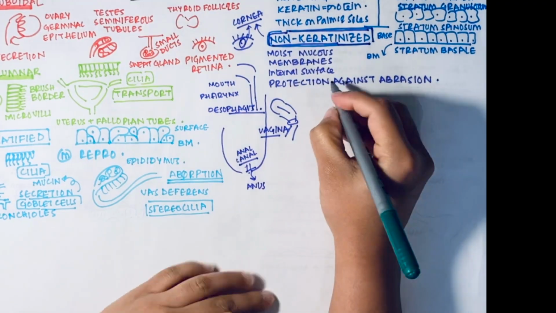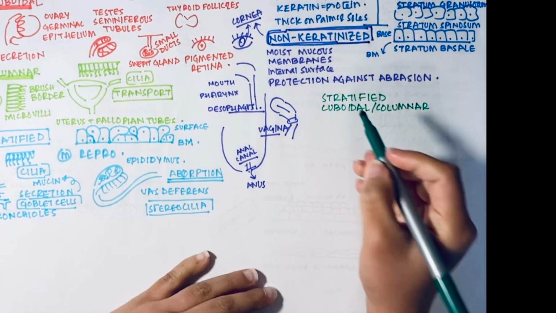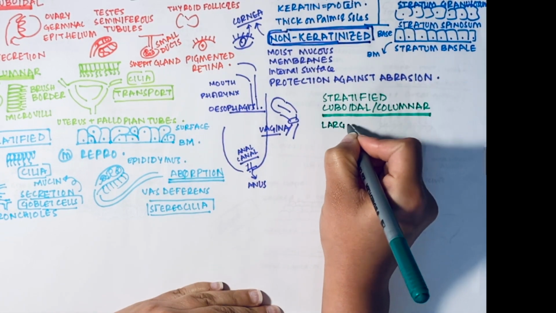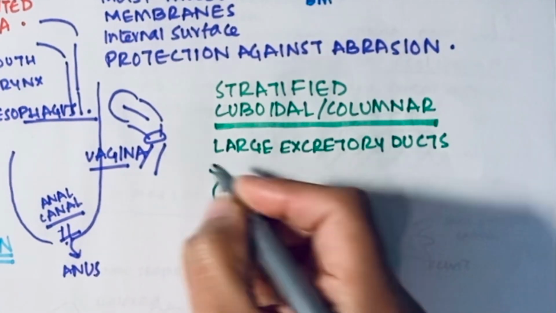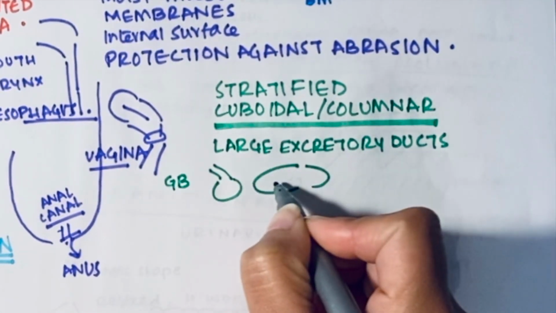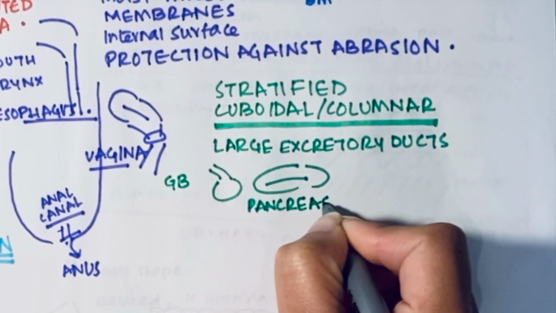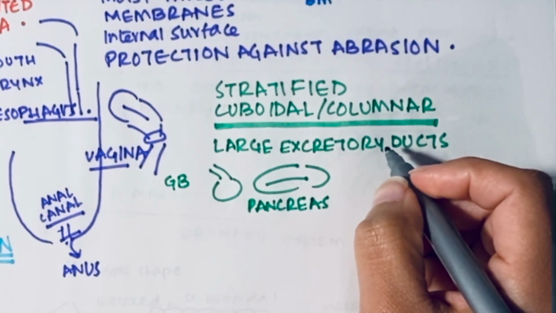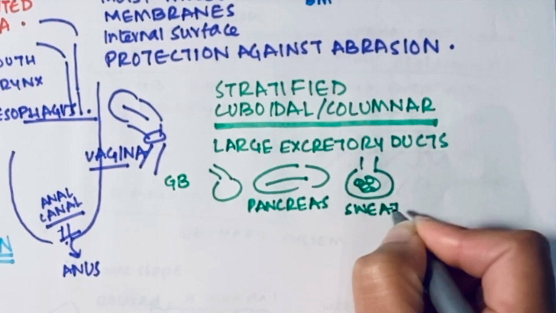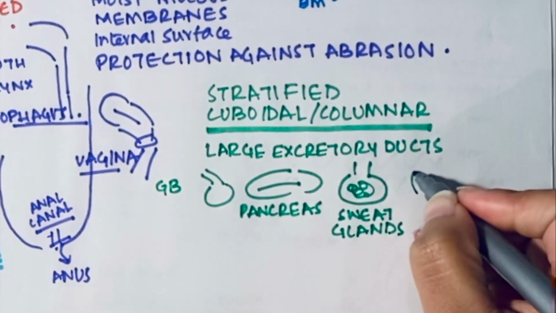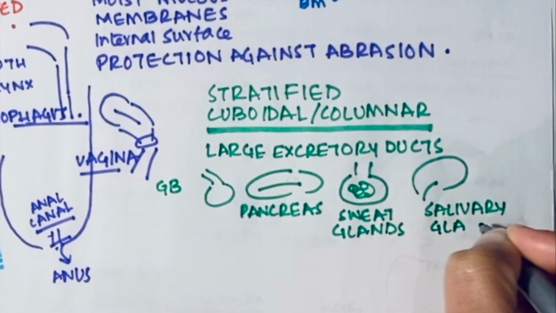We're going to talk about stratified cuboidal and columnar together because they have a similar function, and that is to line large excretory ducts. So cuboidal will be found in the more medium-sized, whereas the columnar will be in the larger ducts. Let's take gallbladder. So the common bile duct would be lined by cuboidal, whereas when you get closer to the liver, and these are larger ducts, they're lined by columnar epithelium. So the duct of the pancreas, the duct coming out of sweat glands, and salivary glands are all lined by cuboidal and columnar in multiple layers.